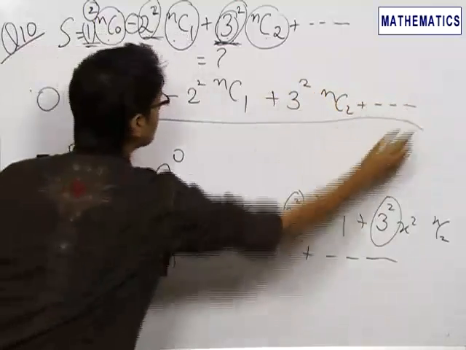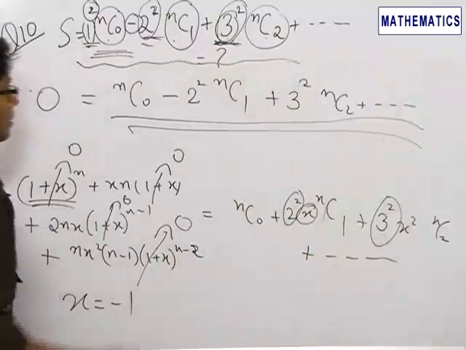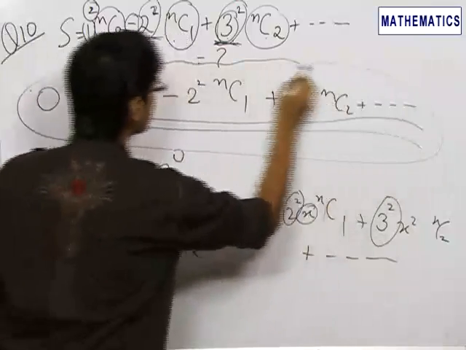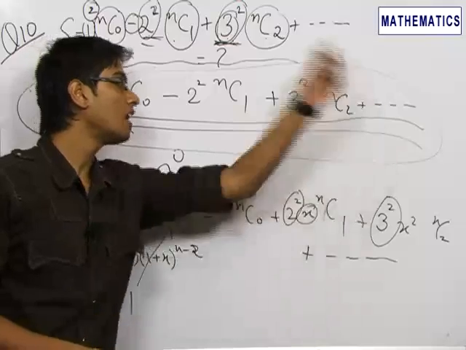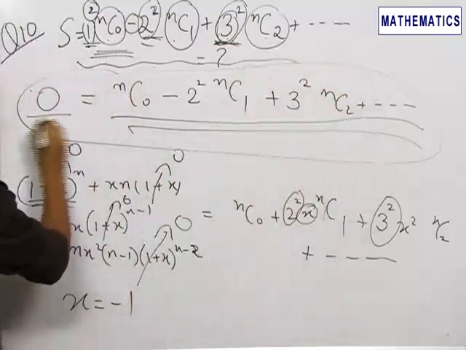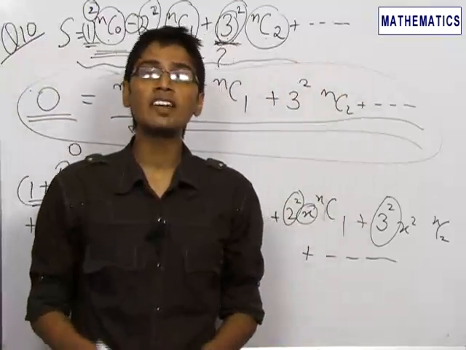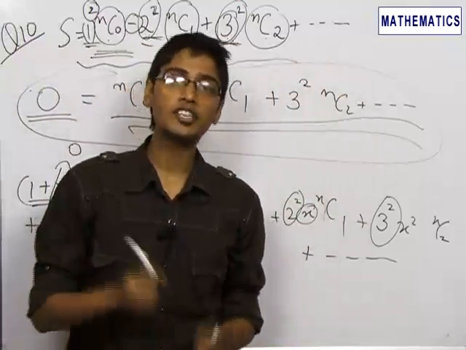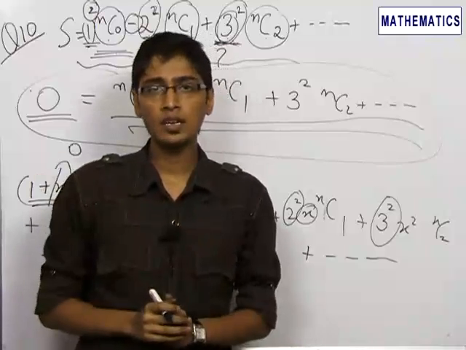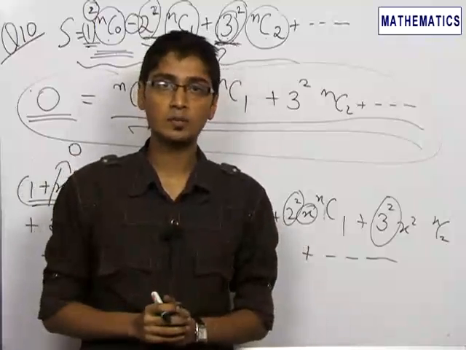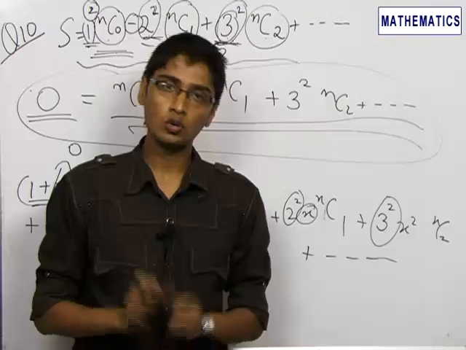And this was exactly the expression whose value we wanted to find out. So the value of the expression nC0 minus 2 square nC1 plus 3 square nC2 up till n terms is equal to 0. Here in this question we saw a very important approach of differentiating both the sides of the binomial expression to get a result, or multiplying both the sides by an x and then differentiating both the sides to get a result.